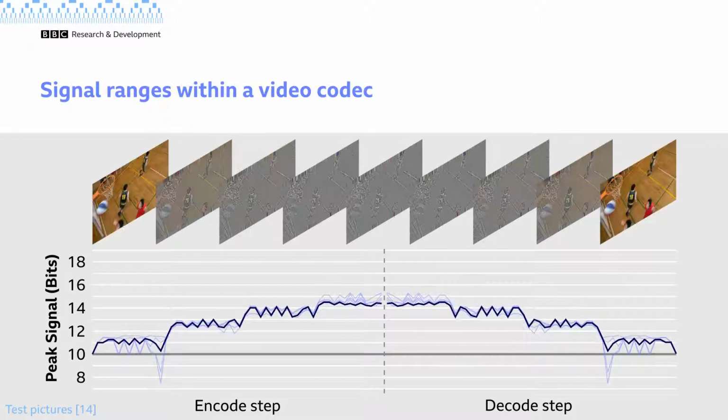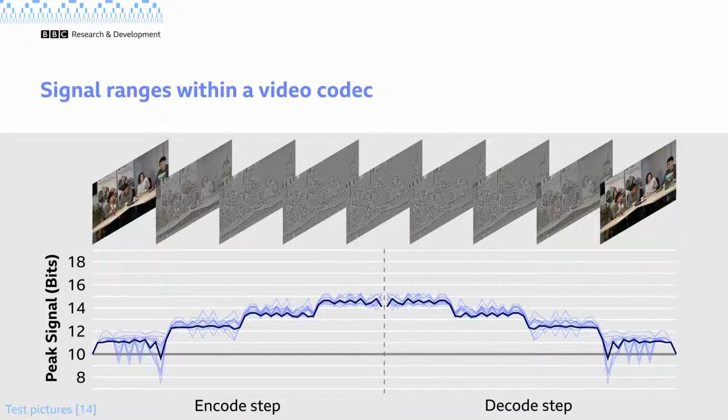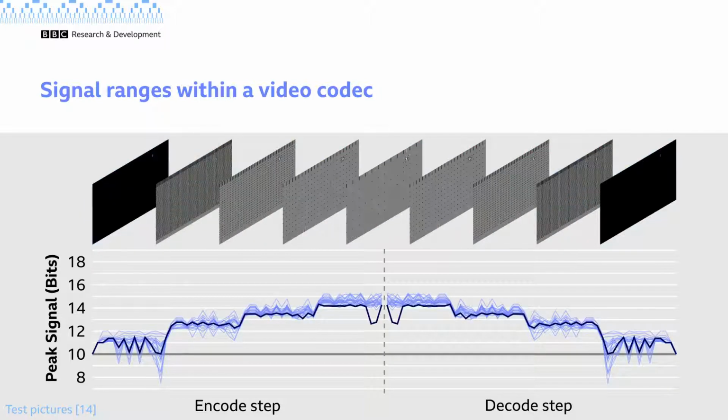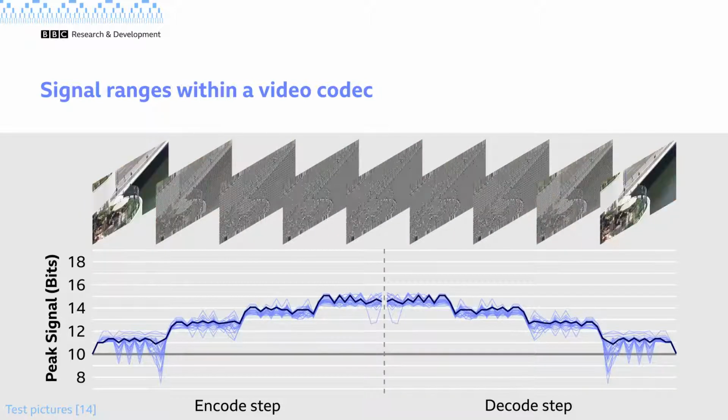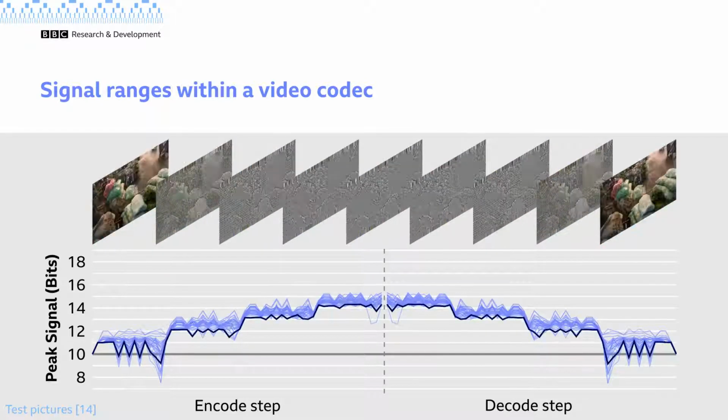Now, perhaps the simplest way to work out how many bits your codec's integers need to have is to feed your codec a series of images and measure how large the signals are as they pass through your system. And as you do this with a large number of images, what you start to see is that each image produces very different ranges of signals. As you can see here, the range of signals can vary by 2 or 3 bits depending on the picture.